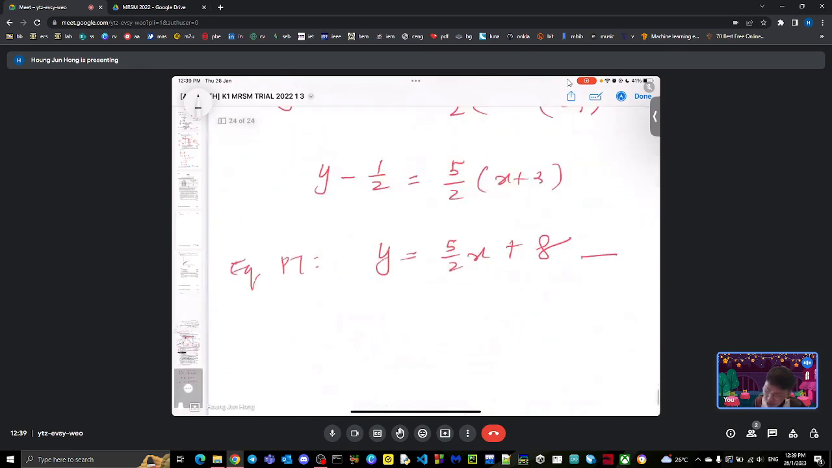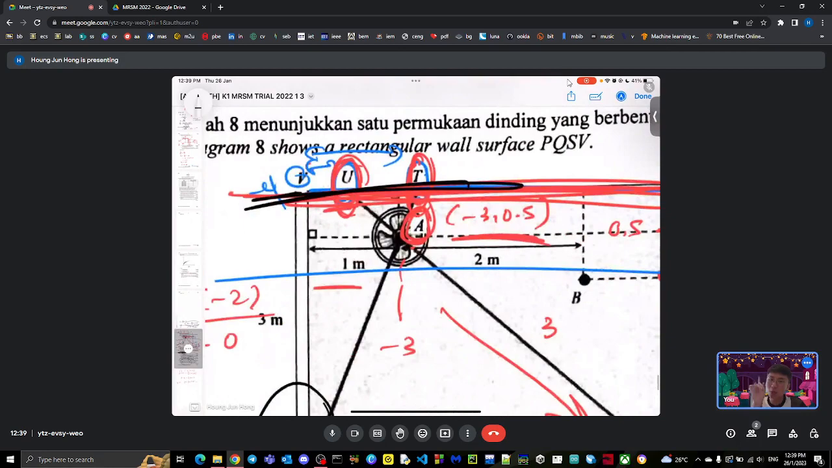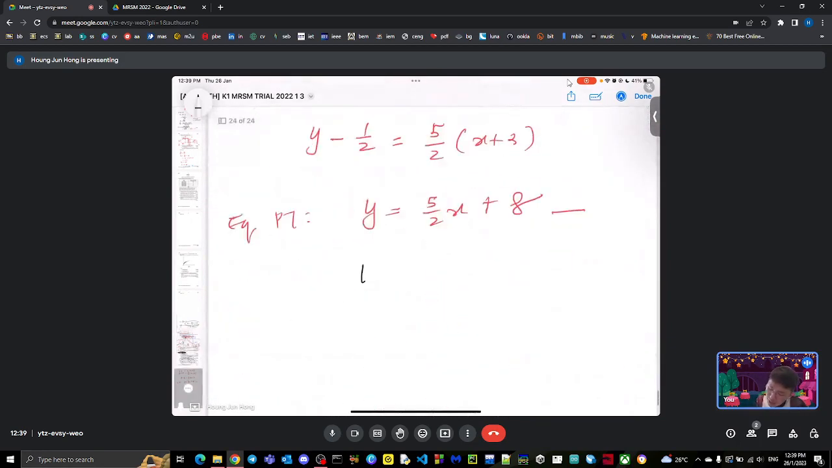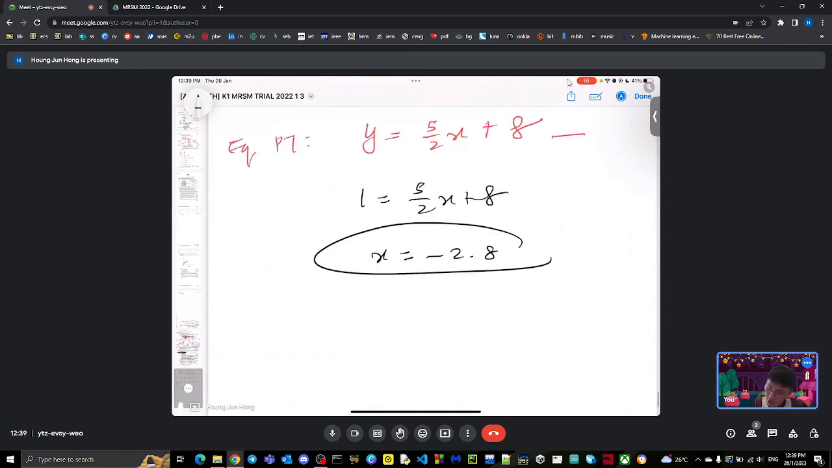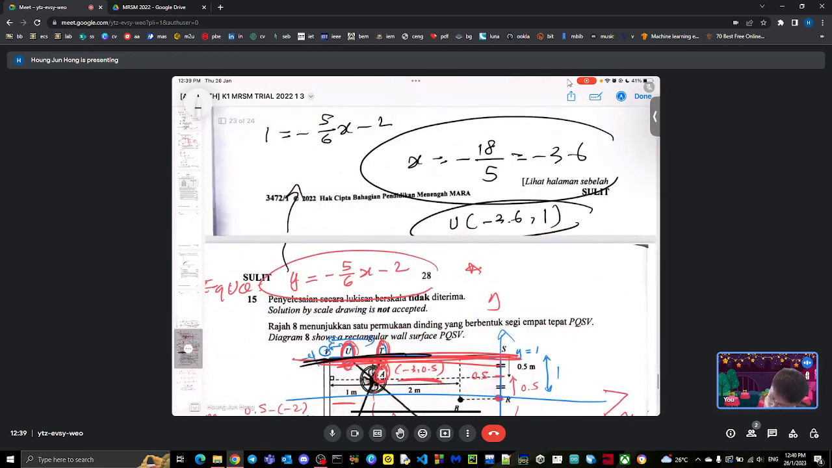Another case, same thing. Because you know that for this entire line the coordinate of y is 1, just put the 1 into the equation. So y equals 1 equals this. Again, do the math. So x equals negative 2.8, so the coordinate for T here is negative 2.81. Okay, now you have both coordinates here.